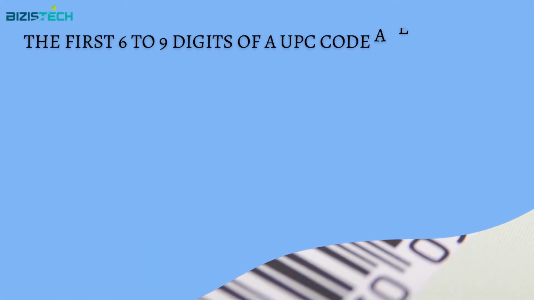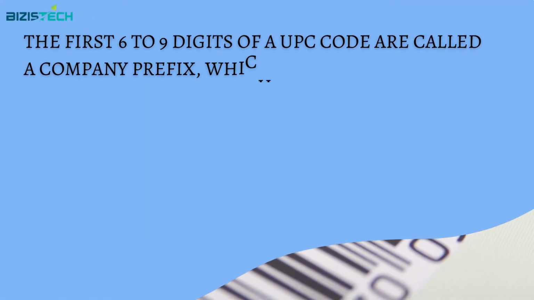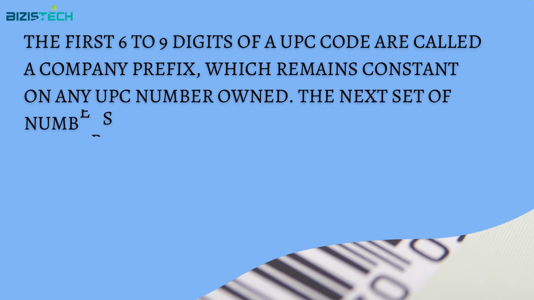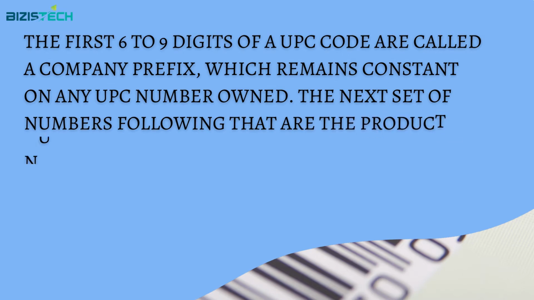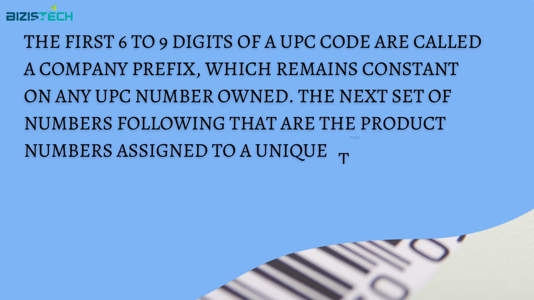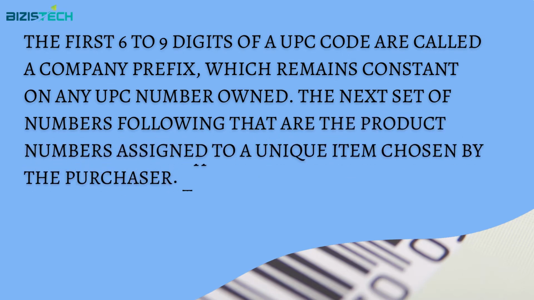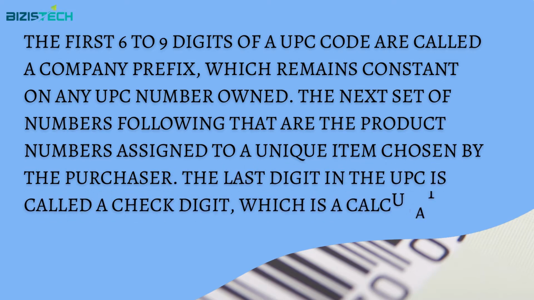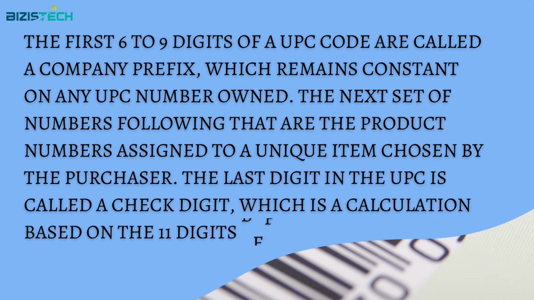The first 6 to 9 digits of a UPC code are called a company prefix, which remains constant on any UPC number owned. But the next set of numbers following that are the product numbers assigned to a unique item chosen by the purchaser. The last digit in the UPC is called a check digit, which is actually a calculation based on the 11 digits before it.